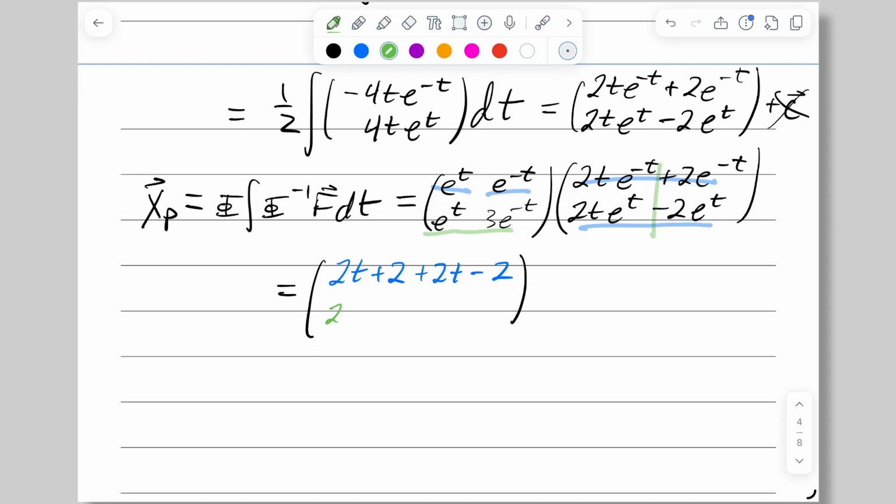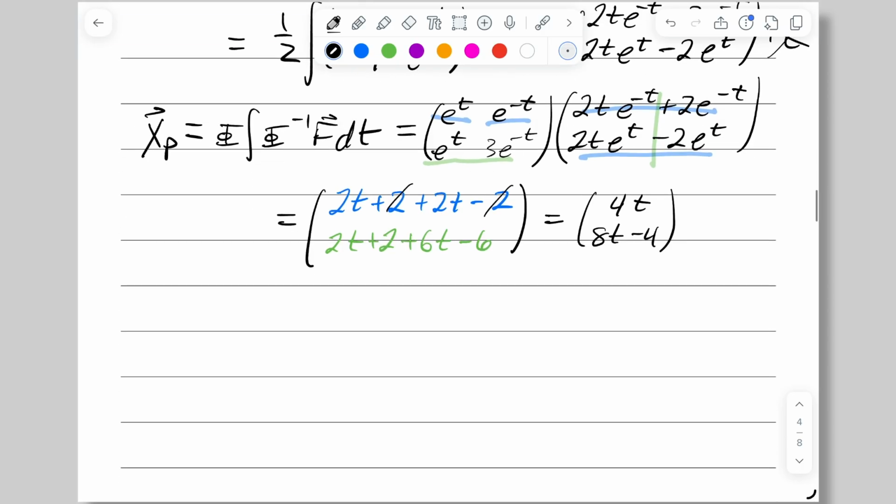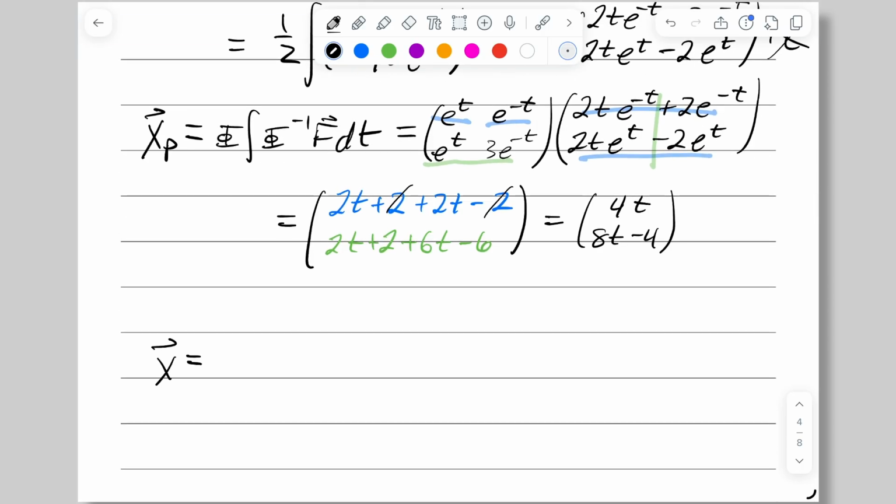But we have 2t plus 2 plus 6t minus 6. Got a little lost there. And the expressions simplify here. We end up with 4t in the top position, or the first entry, and 8t minus 4 as the second entry. Putting everything together, we have x is equal to x sub c plus x sub p.